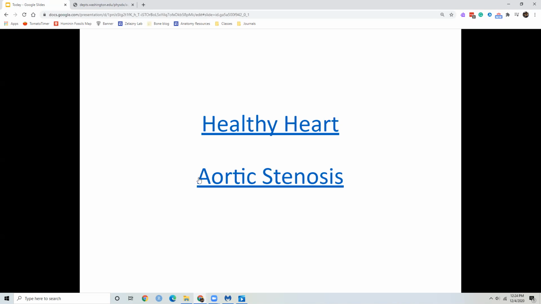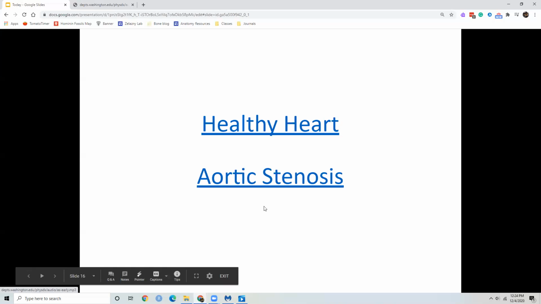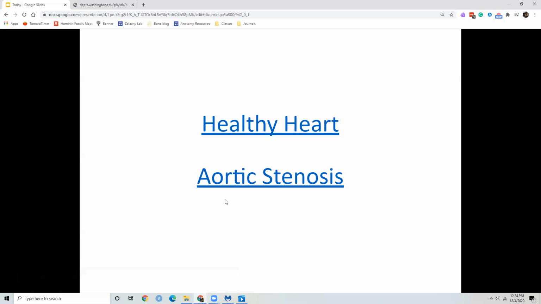So I'm going to play for you the sound of aortic stenosis. So aortic stenosis is when we have basically kind of calcifying semilunar cusps in the aortic valve. So we'll hear that sounds different when we're not able to appropriately open and close that semilunar aortic valve.